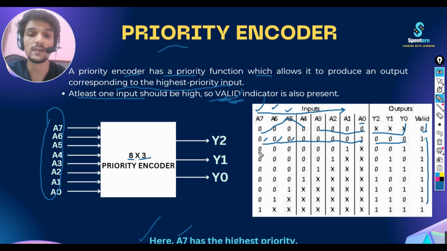Now in the next case, we have A7, A6, A5, A4, A3, A2, A1, A0. In this case, we have A0 as 1, right? We'll be starting from A7.